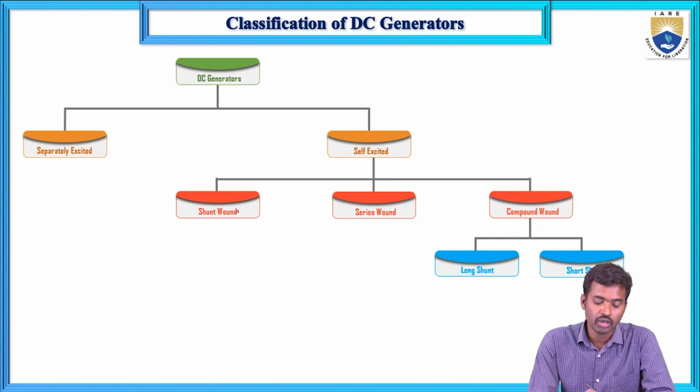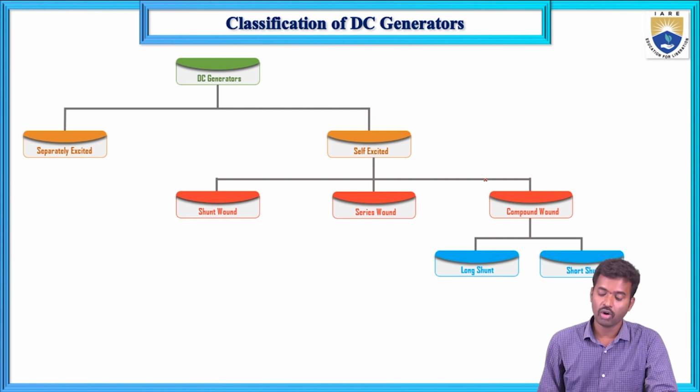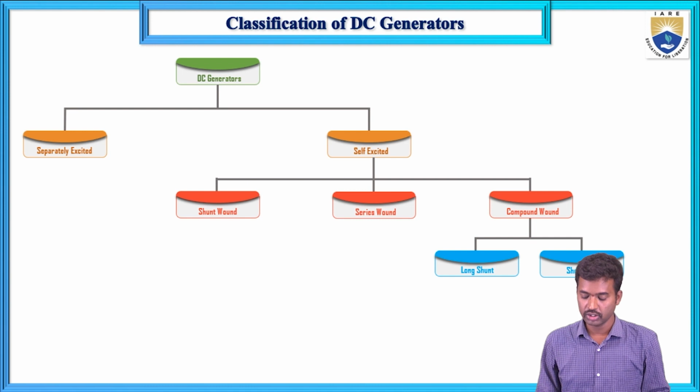Depending upon the connection, if the field winding and armature winding are connected in series, that is a series wound generator. If they are connected in parallel, that is a shunt generator. If there are two field windings and one armature winding, that type of generator is known as a compound generator. In that, one field winding is connected in series with the generator and the other field winding is connected in parallel. Such compound generators are called long shunt and short shunt generators.